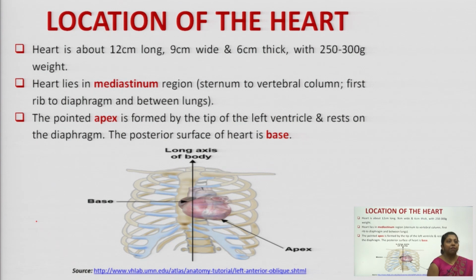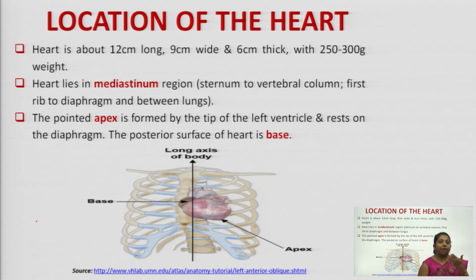Fine. So here we will start first with the location of heart. Location of heart means where our heart is situated. So basically your heart is the shape and size of a fist. Simply, if you can see, this is our fist, and this is near about the size of your heart. That is about 12 centimeters long, 9 centimeters wide, and 6 centimeters thick. On an average, your heart weighs 250 to 300 grams.